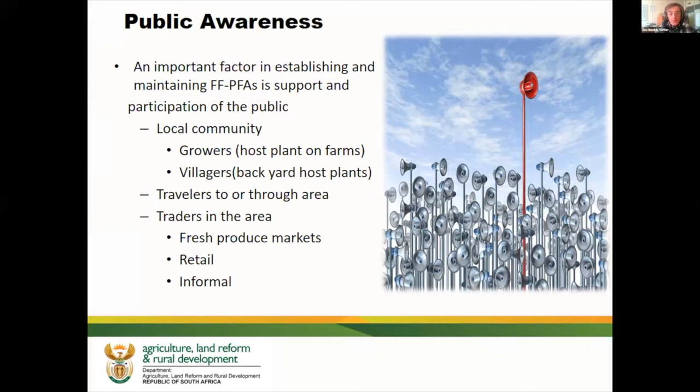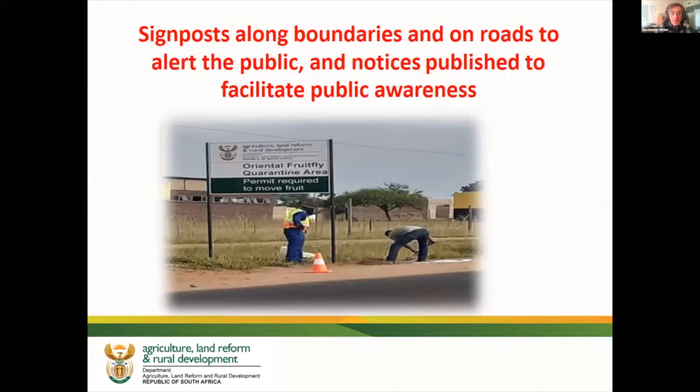So you have to look at traveling to, through, and from areas where there's a quarantine area, and a quarantine area would then be a pest-free area in this case also. Signposting is very important. You have to have areas where you put in awareness to the public that they are in a quarantine area, and they may not remove fruit without a permit from the area.